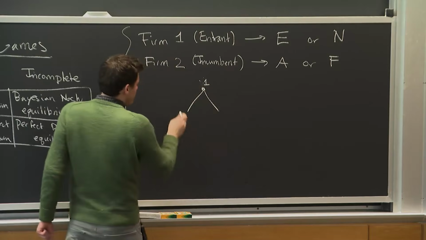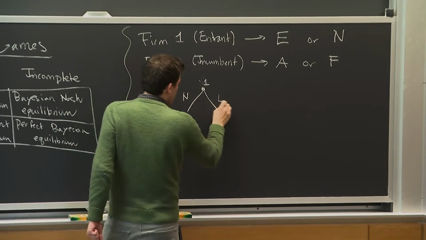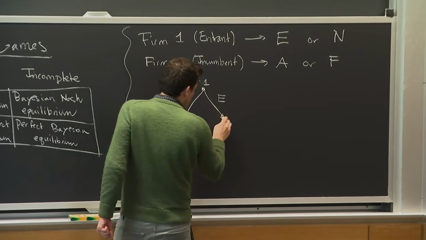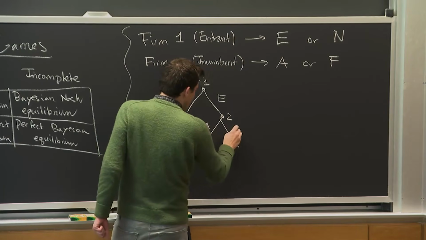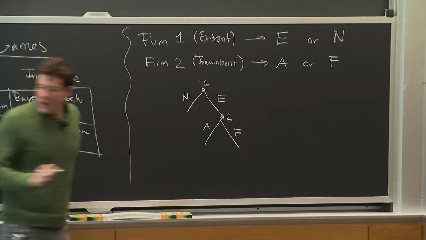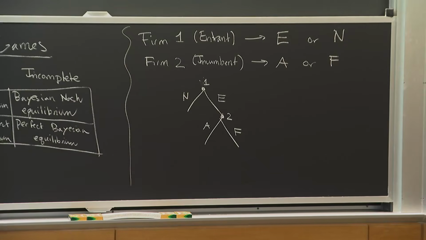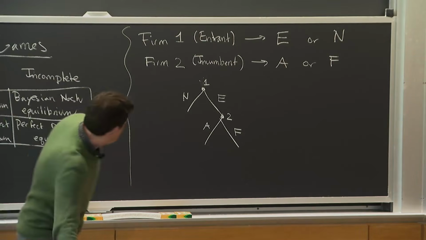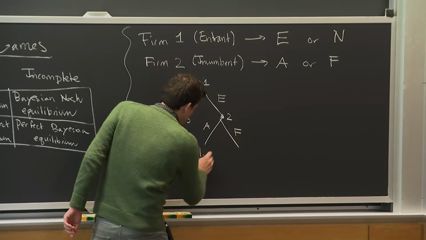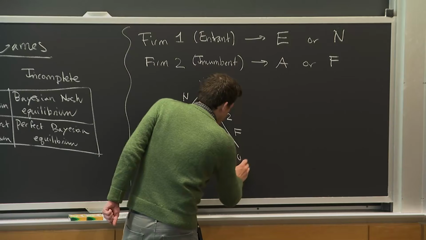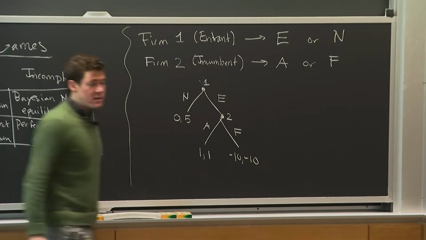They're choosing whether to, maybe I'll put N here, not enter or enter. And then if they do enter, we have firm 2, and they're choosing to either accommodate the entrant or fight. Let me make sure I get the numbers right. So what we did here, let's put 0, 5, 1, 1, and negative 10, 10 to make this easy.